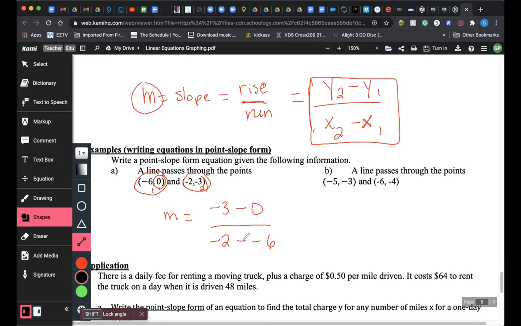I have 2 negatives right here, right? I have minus, minus, so this just becomes a plus. -3 minus 0 is just going to be -3. But what is -2 plus 6? What's -2 plus 6?